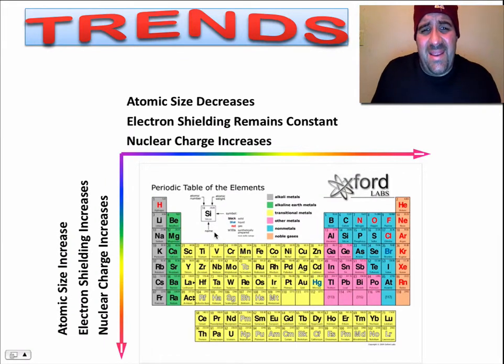So we now labeled our size trends. We now have three. Nuclear charge increases that way, shielding. Atomic size, atoms get smaller going that way, atoms get bigger going down. So we're going to keep filling this thing in.